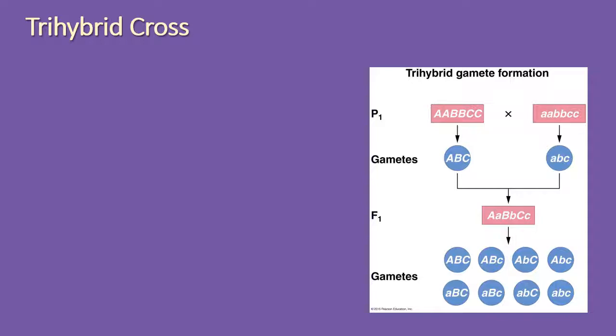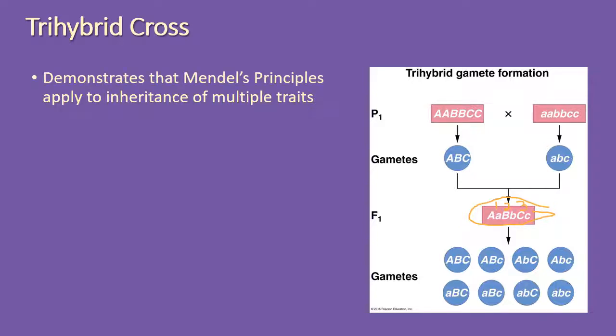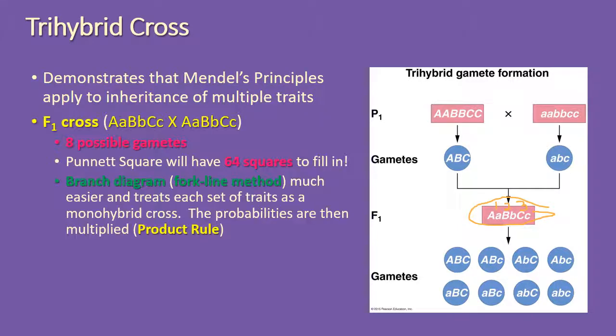Now, to make it even more complicated, you can do a trihybrid cross. So if you look at all the possible gametes that can be formed in the F1 for 3 traits, 1, 2, 3, you end up with 8 possible gametes. Now, all a trihybrid cross really does is show even more that all of Mendel's principles hold true. When you do that F1 cross, you get 8 possible gametes. So if you were going to do a Punnett square, you'd have to have 64 squares to fill in.